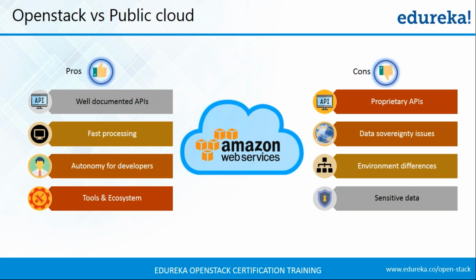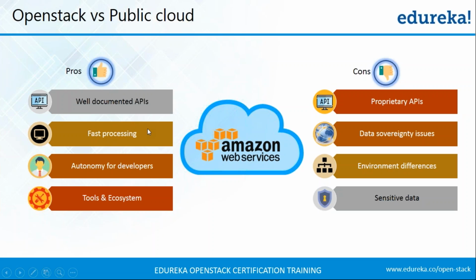So now let us compare OpenStack with a public cloud. And when you talk about public cloud, the one name that always comes to your mind is AWS, Amazon Web Services. Amazon Web Services gives you a lot of things. It has pros, and definitely it might have some cons also. So I've listed them out. Let us take a look at them one by one.